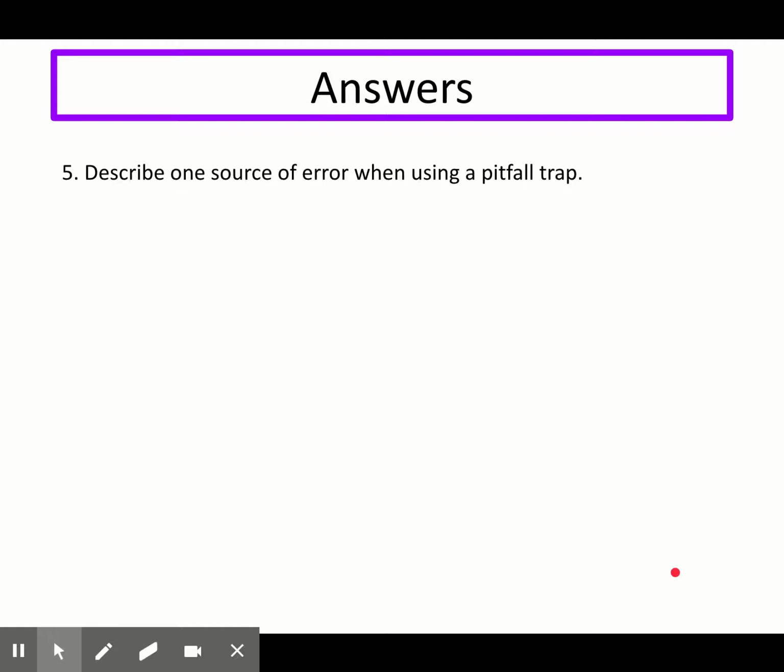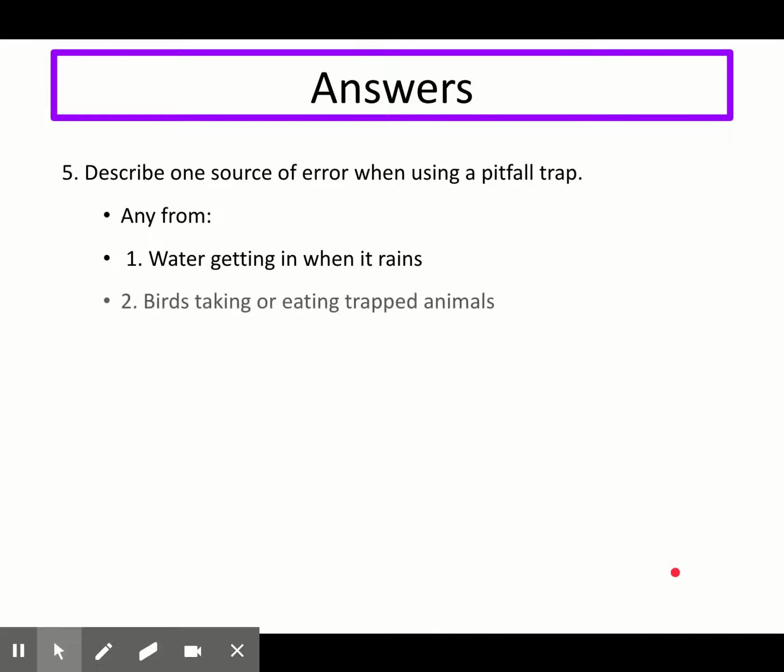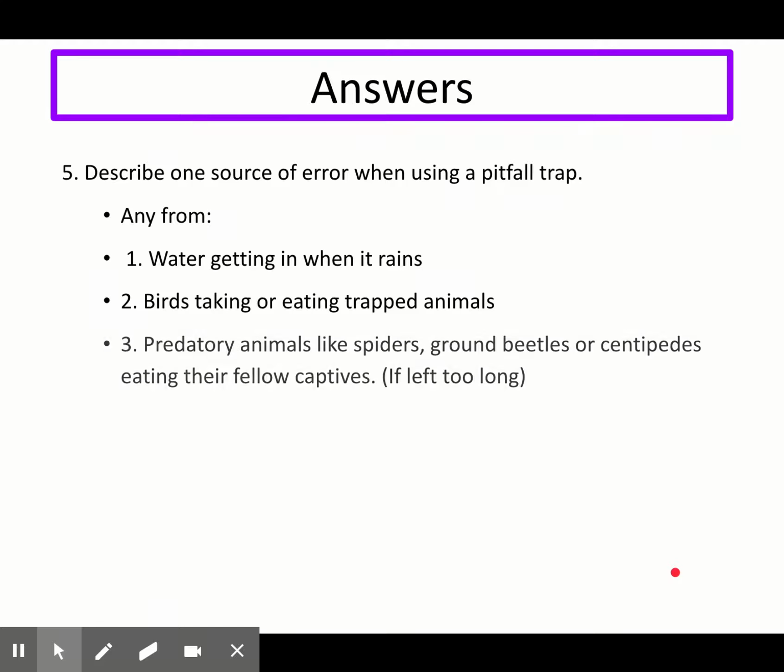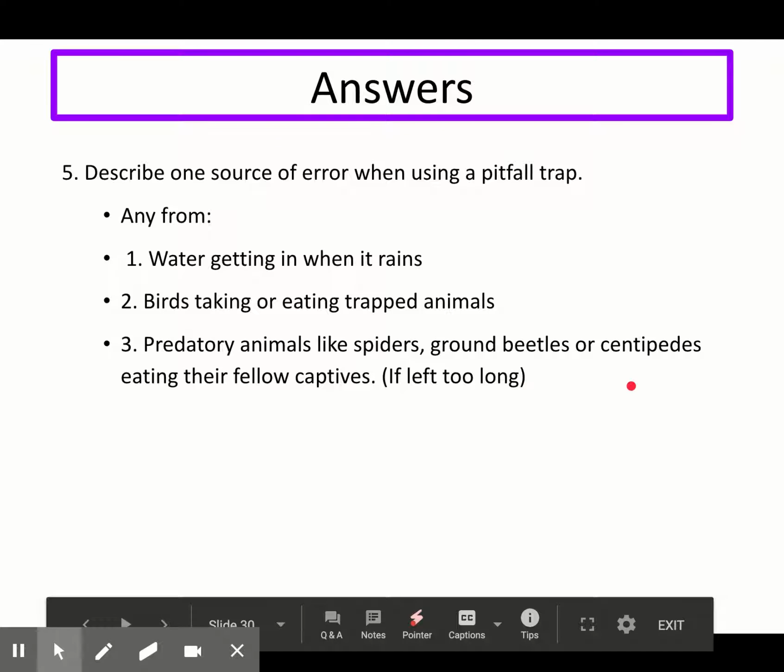Number 5 asked to describe one source of error when using a pitfall trap. Remember, we had lots of options here. So you could have said about water getting in when it rains, birds taking or eating the trapped animals, or predatory animals like spiders, ground beetles, or centipedes that are eating their fellow captives. You don't have to give all of these examples.